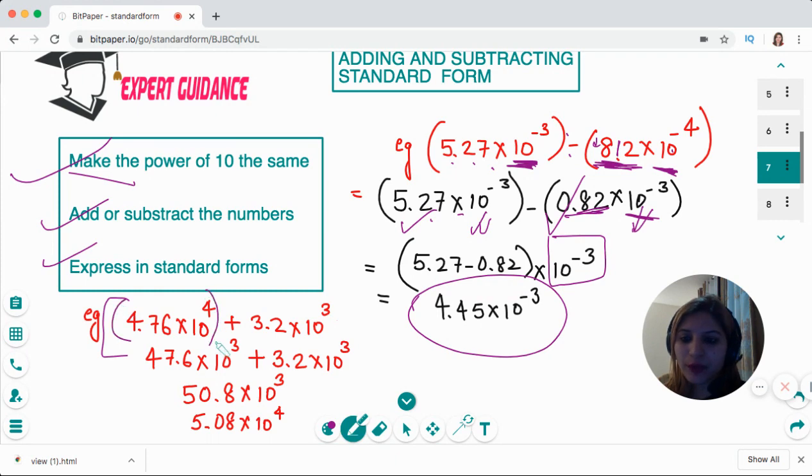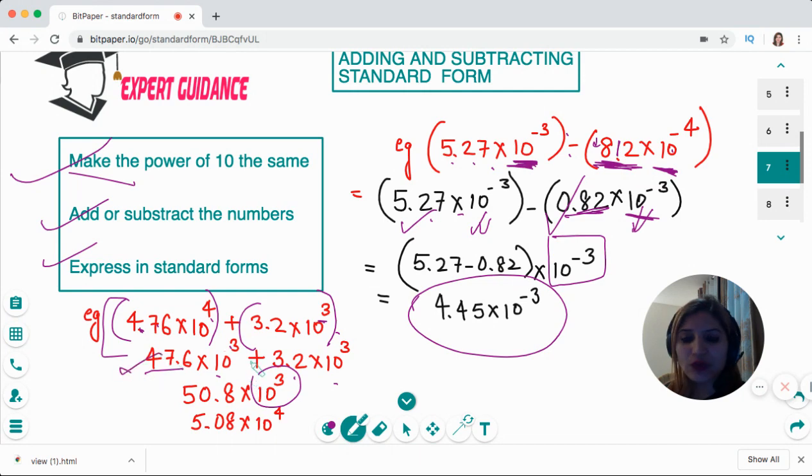So you have 4.76 times 10 to the power 4 add 3.2 times 10 to the power 3. Now what I can do is move the decimal place of this number to the right so that it becomes to the power of 3. So it becomes 47.6 times 10 to the power 3 and 3.2 times 10 to the power 3. 10 to the power 3 is common.